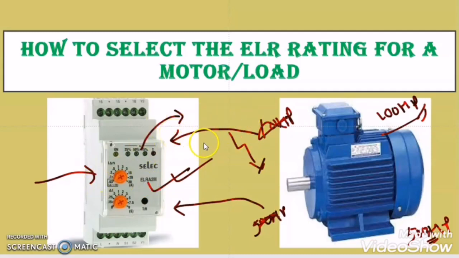And if you are selecting the CBCT first, then go one lower range for the ELR. That is the thing, meaning for any load, 100 HP, 150 HP, 200 HP, 300 HP, one same ELR can work for other different ranges of motors. Hope you understood this video.